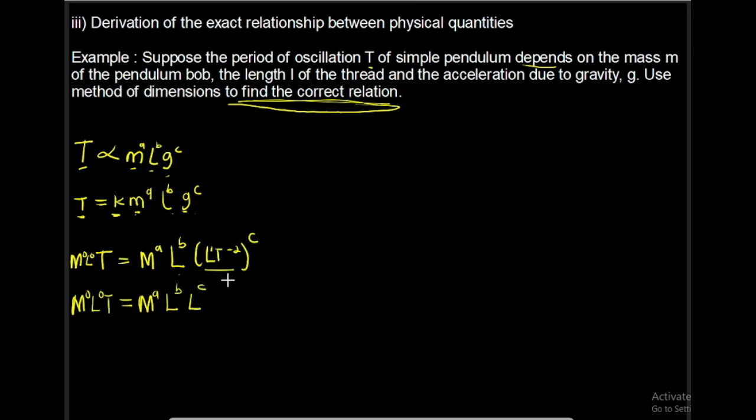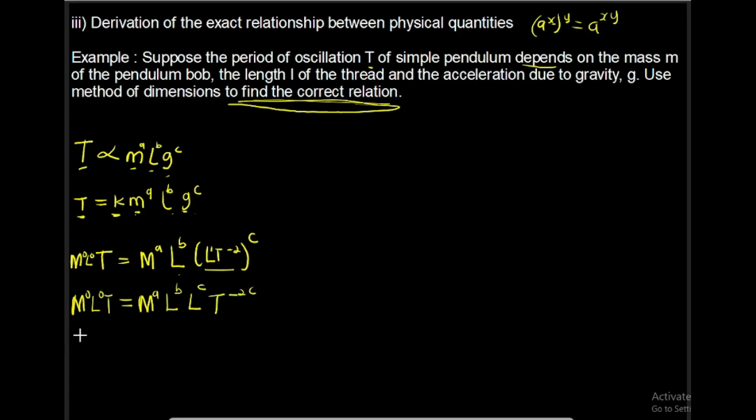This is under laws of indices. Whenever you have a power outside and a power inside, let's say you have A raised to power X, all raised to power Y, to simplify this, we multiply the power inside with the power outside. So we have x times y. That will give us A raised to power xy. So this will give us L raised to power 1 times c, which is c. And then we have T raised to power minus 2 times c. That will give us minus 2c.